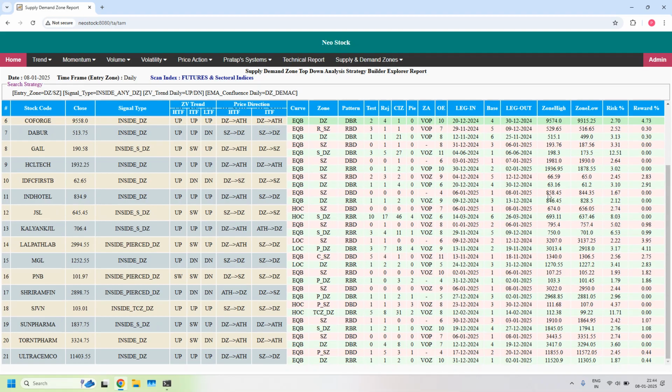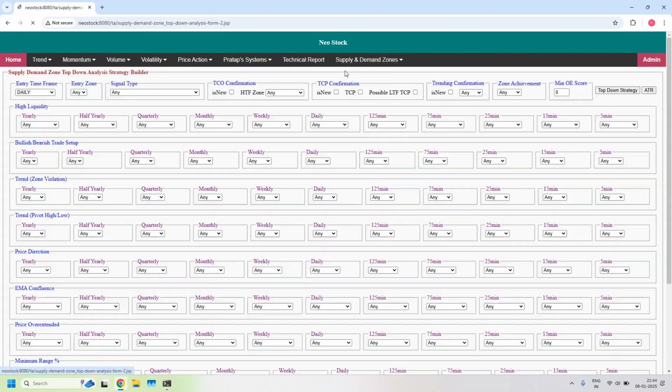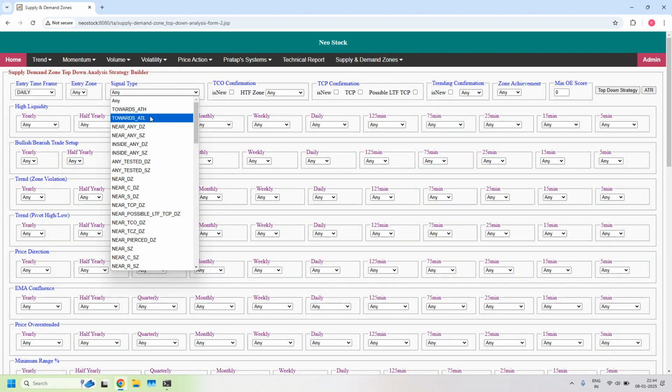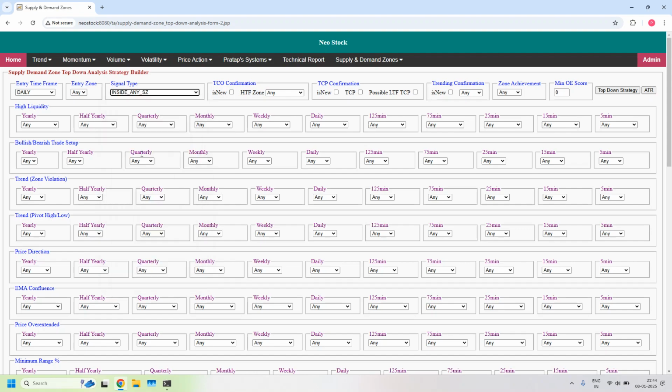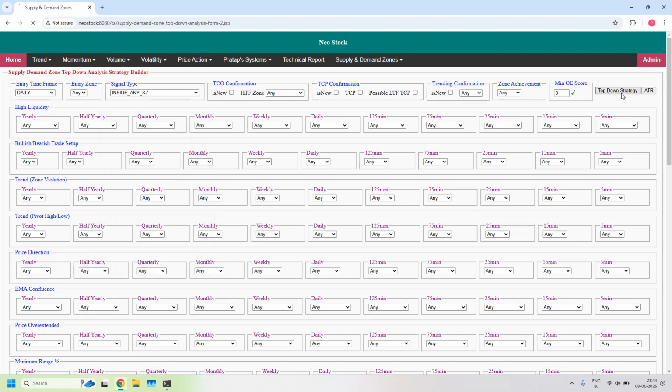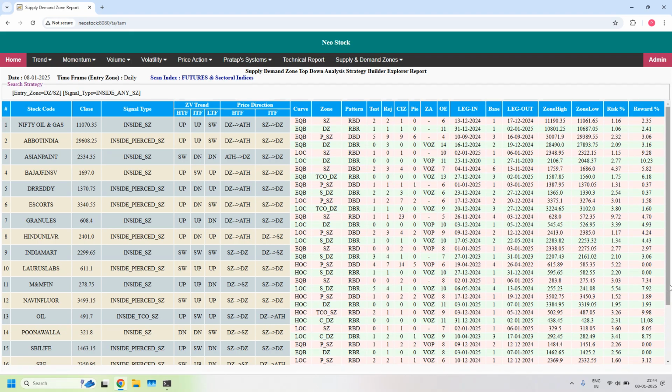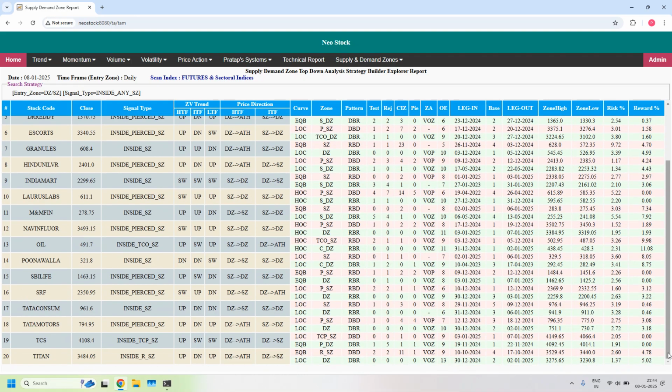Okay, next let us look for the supply zones on daily time frame. Not pierced, price closed inside the daily supply zones. So total 20 stocks are filtered. So first 15 stocks in the list. I am scrolling the list down. So total 20 stocks are filtered where price closed inside the daily supply zone.